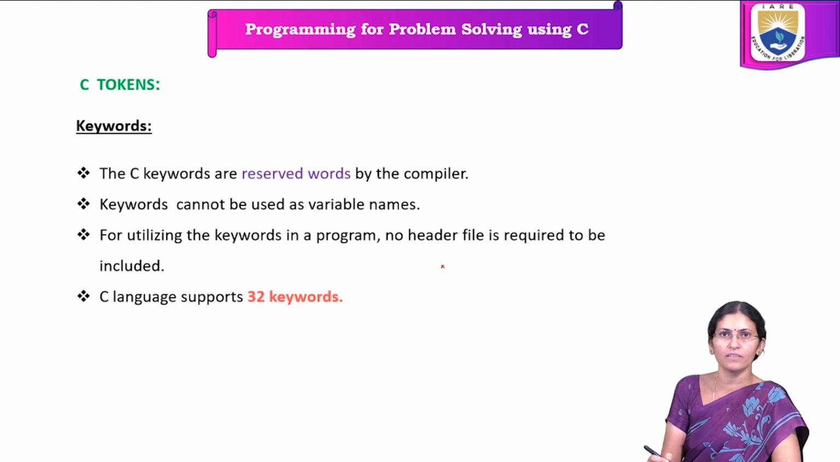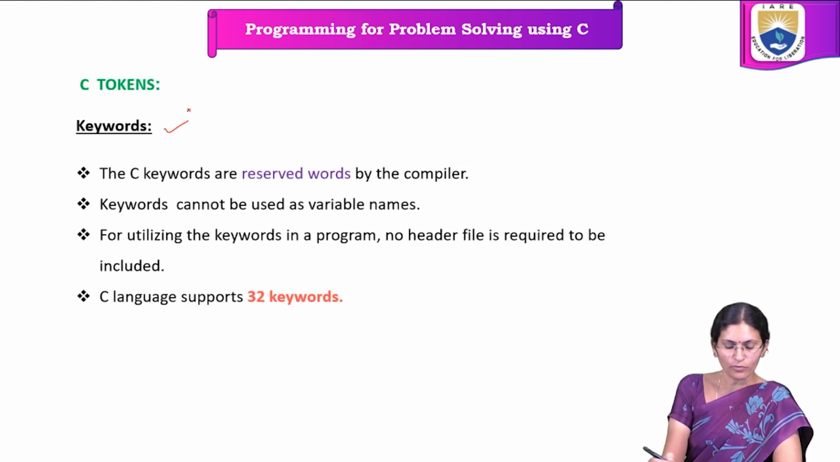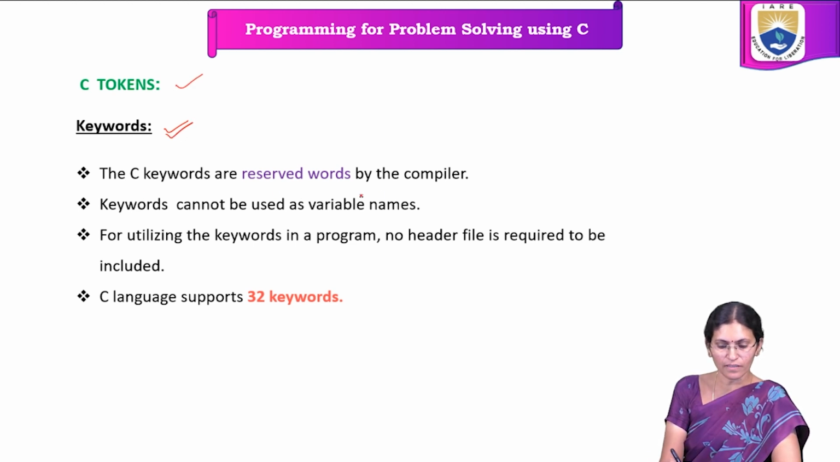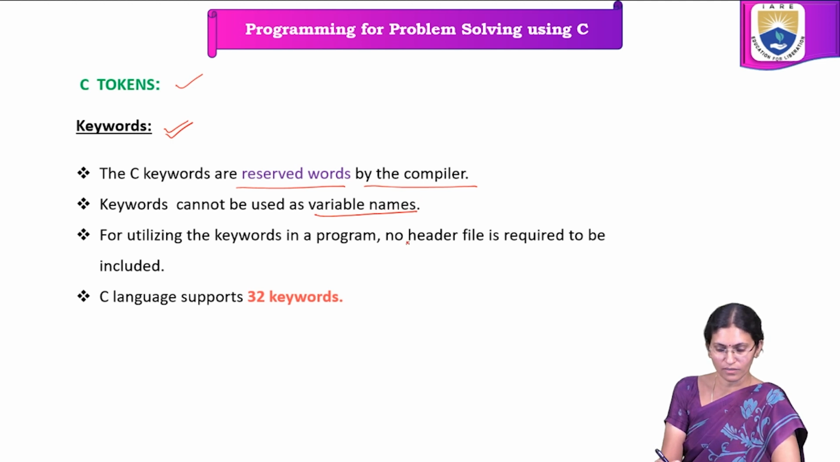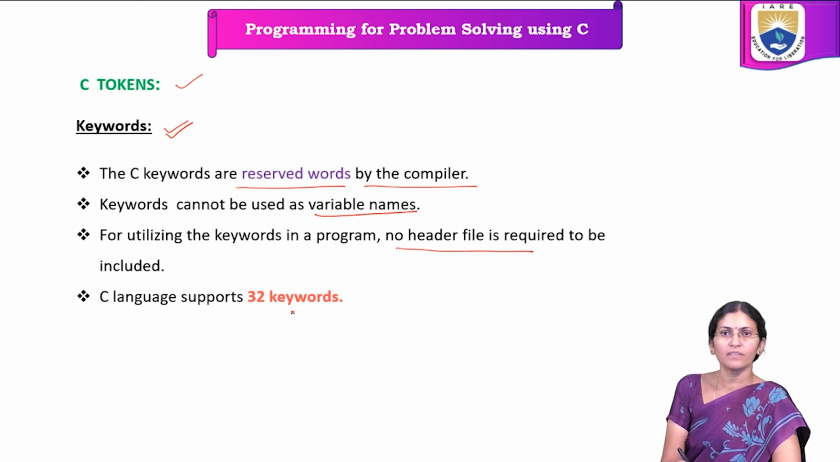So the first one is keyword. What do you mean by a keyword? In the C tokens, keyword is the first C token. Keywords are reserved words by the compiler. Keywords cannot be used as variable names. So what is a variable? We'll discuss that in the next slides. In order to utilize these keywords in the program, we need not include any header file. In C language, there are a total of 32 keywords.